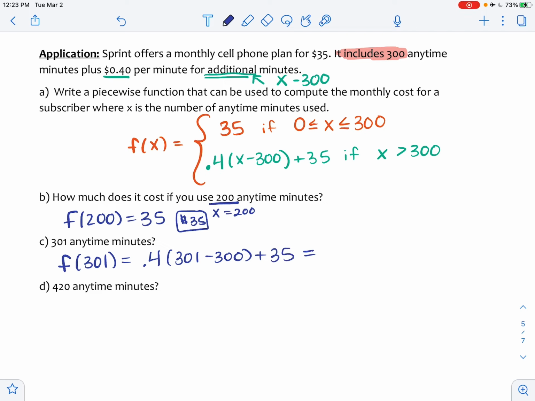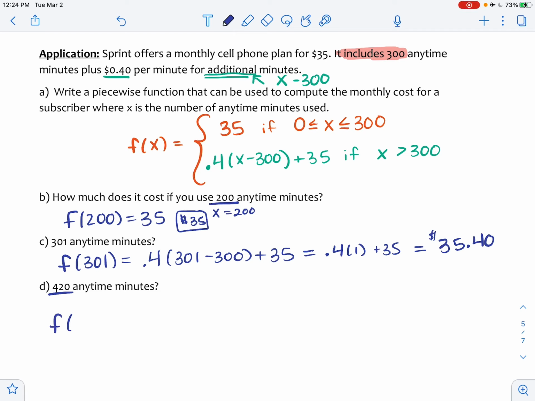When I simplify, 301 minus 300 is just 1. So 0.4 times 1 plus 35. 0.4 times 1 is just 0.4. So 35 plus 0.4 is $35.40. Now for that one, you might have known that answer right away just by realizing you only went 1 minute over 300. But what if you were to use 420 minutes? That one's a little bit harder to just calculate off the top of your head. So this is where the piecewise function is especially useful.